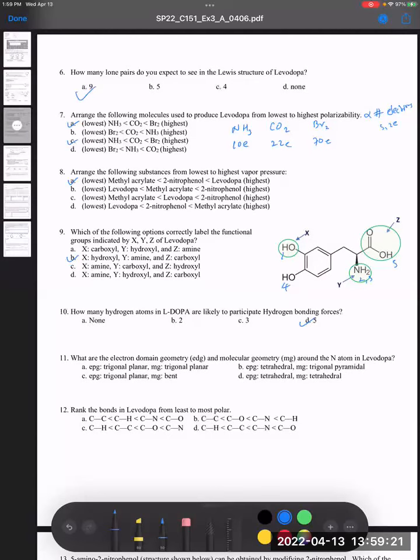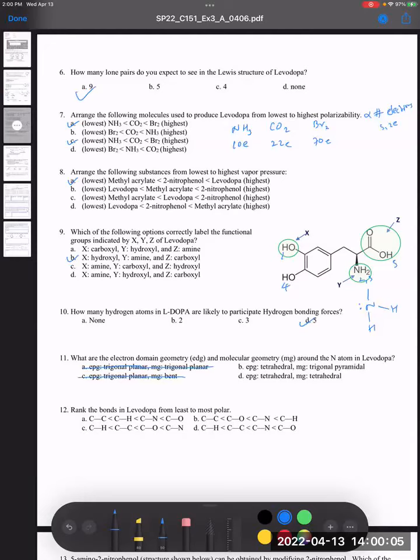What are the electron domain geometry and molecular geometry around the nitrogen atom in levodopa? So we are referring to, let me draw that again. Okay, this nitrogen over here, I'm going to redraw that. So we have hydrogen, hydrogen, and a lone pair. So we have altogether 4 electron domains around it. If we have 4 electron domains, they're going to arrange in a tetrahedral geometry to minimize the repulsions between them. So the VSEPR or electron pair geometry, electron domain geometry, must be tetrahedral. Therefore, options A and C are out.